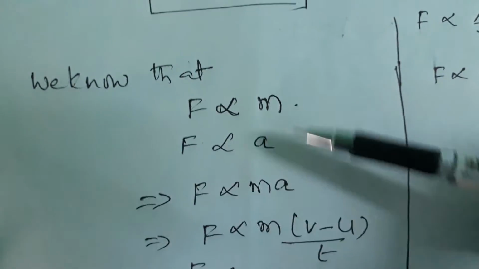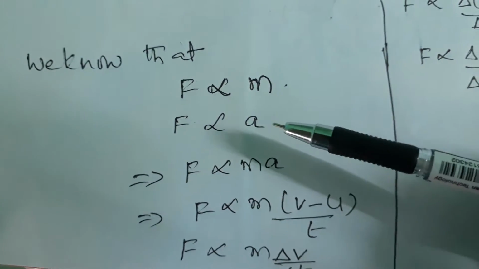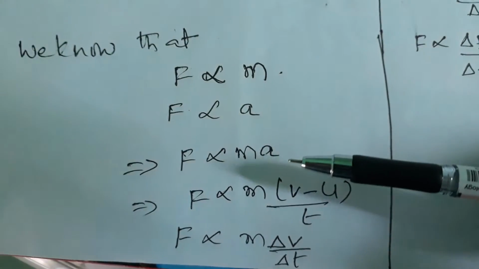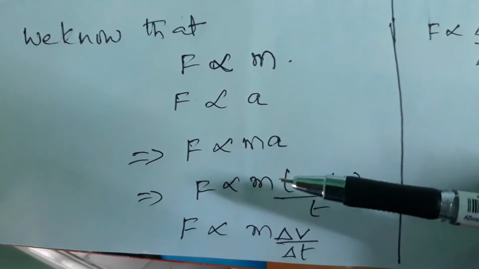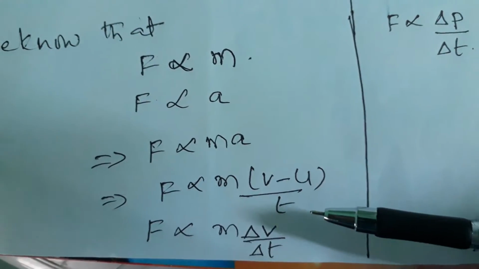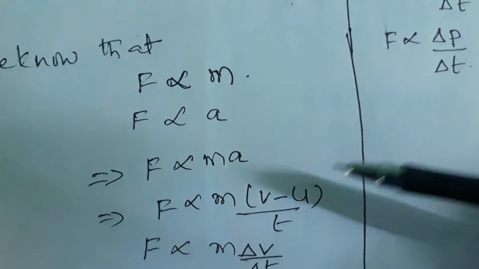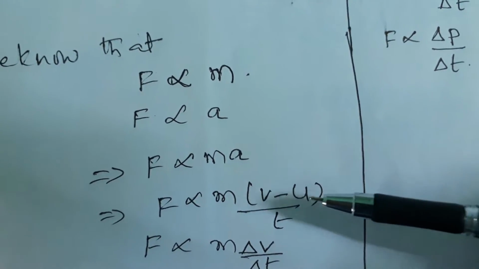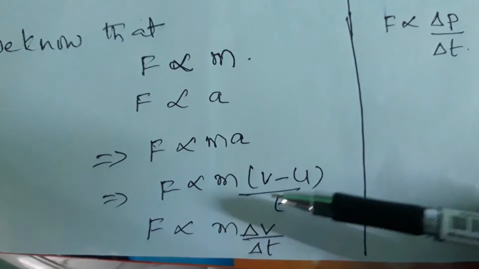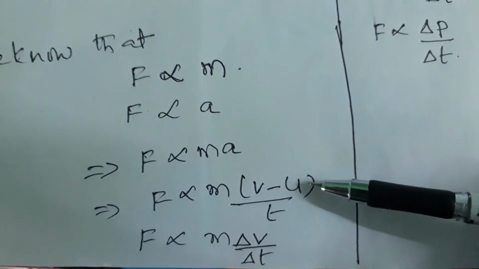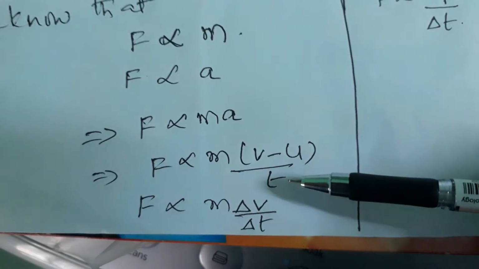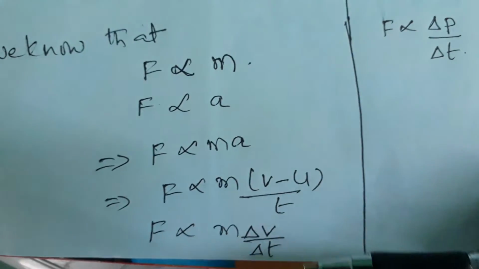Now from these two, F is proportional to mass and F is proportional to acceleration, so together we can write F is proportional to mass into acceleration. Acceleration we can also write as change of velocity over time. Here u is the beginning velocity of the body and v is the maximum velocity. When we apply force, it reaches the maximum velocity from the beginning velocity. So the change of velocity is v minus u, happening in a certain time. That is called acceleration.